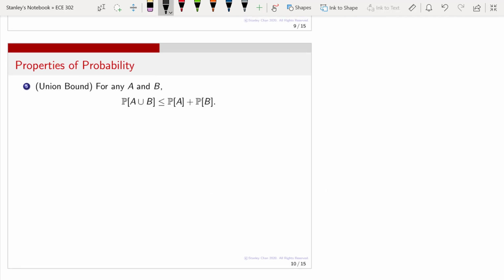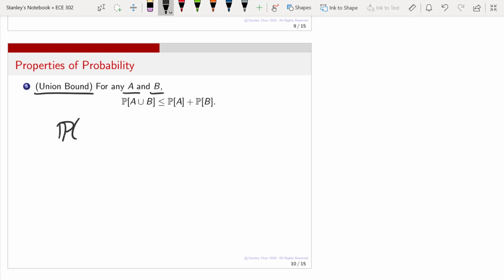The next corollary that we want to show is what we call the union bound. This union bound says that for any events A and B, when you take the probability of A union B, it has to be less than or equal to the probability of A plus the probability of B. So why is this true?